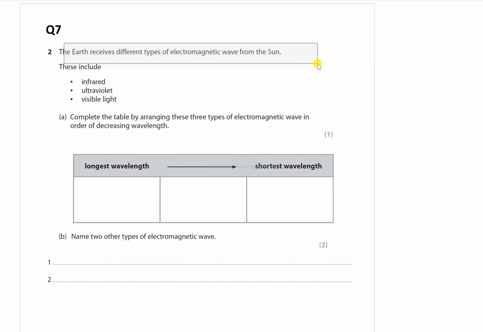Right, okay. The Earth receives different types of electromagnetic waves from the sun. Infra, ultra, and visible.